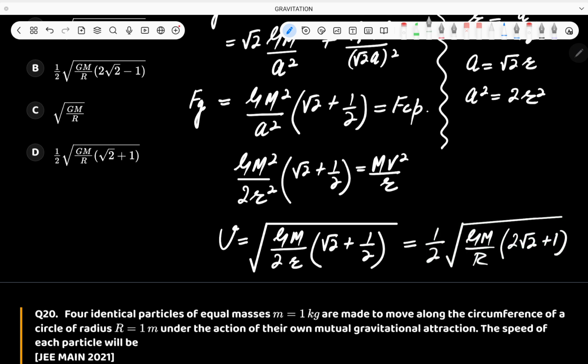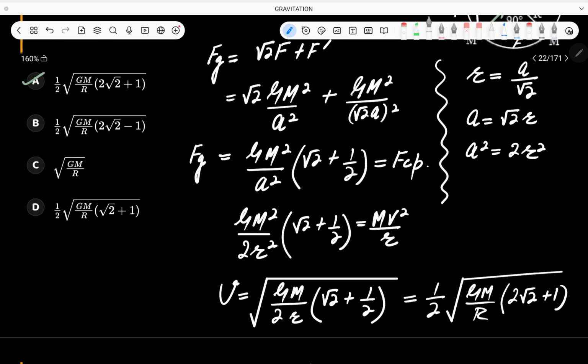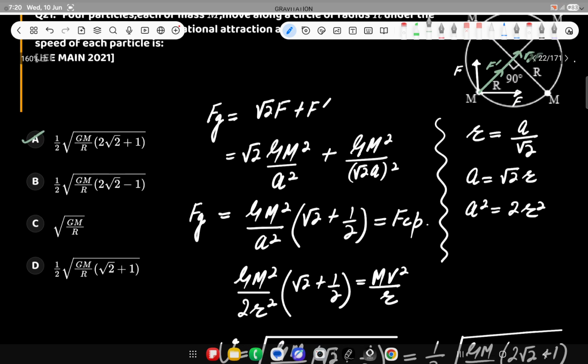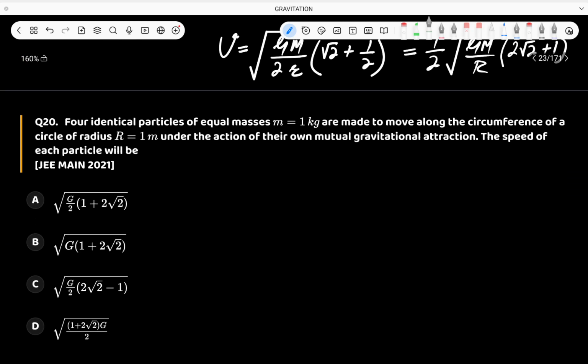Okay, now which option is correct here? That is 1 by 2, that is this one, 2 root 2 plus 1. So option number A is the correct answer. Okay, so this question has been asked in JEE Mains 2021, and I am very sure that this is absolutely clear to you.